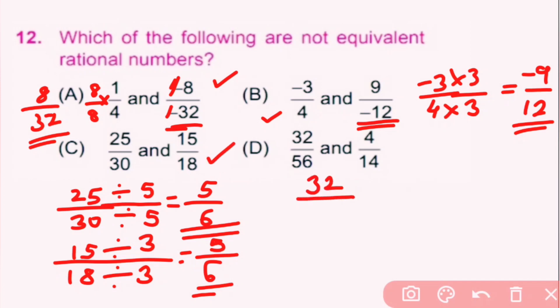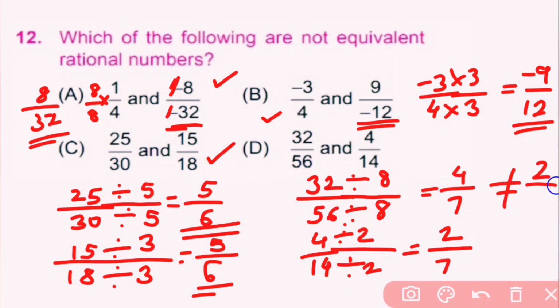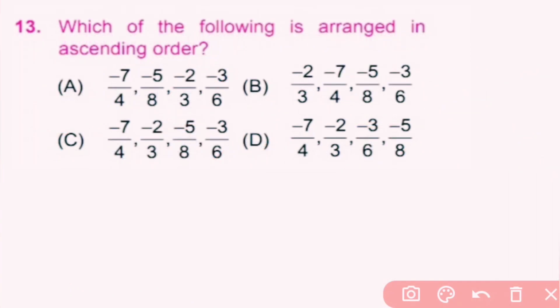Option D, 32 by 56. Here we divide numerator and denominator by 8. So 8 fours are 32 and 8 sevens are 56. And here we divide both numerator and denominator by 2. So 2 twos are 4 and 2 sevens are 14. These two are not equal. So option D is not equivalent. D is the correct answer.